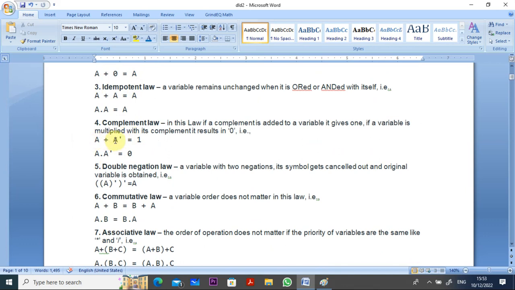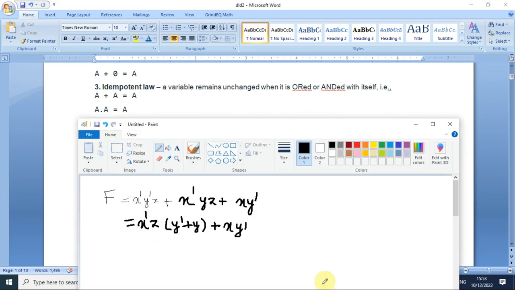A plus complement of A is equal to 1. We know it. The same thing I am applying here. So this y plus its complement is equal to 1. So 1 into something becomes the same thing, which is equal to complement of x into z plus x into complement of y. You got it now? That means all these functions that you have been given are minimized to these two functions.